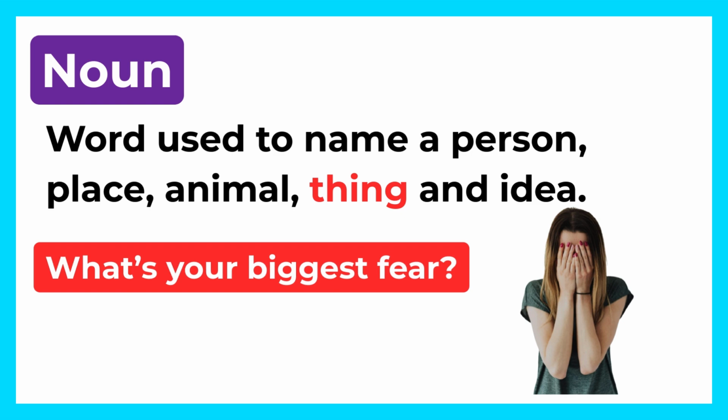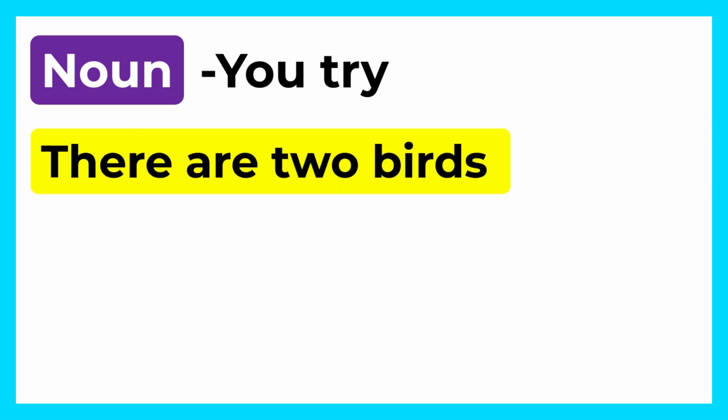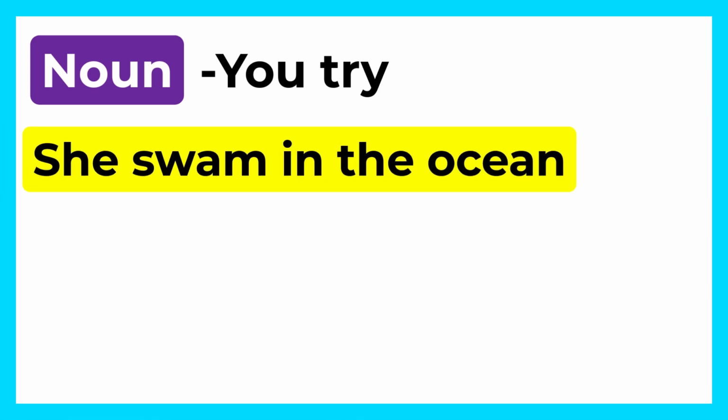What is your biggest fear? The noun in this sentence is fear because it's the name used to refer to an idea. Now you try. Read the sentences and identify the noun in each sentence. There are 2 birds. The noun in this sentence is birds because it's the name used to refer to animals. Did they go to school today? The noun in this sentence is school because it's the name used to refer to a place.